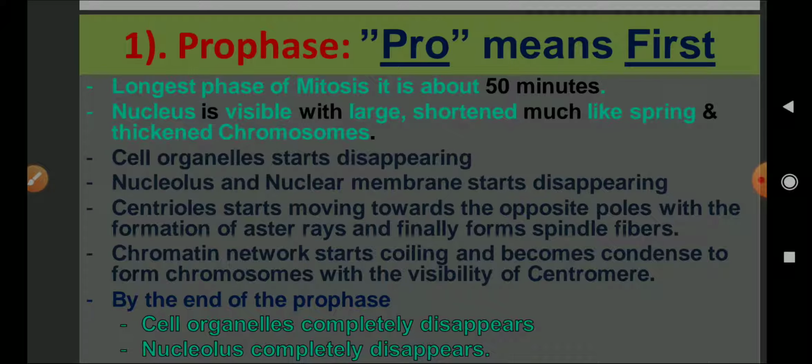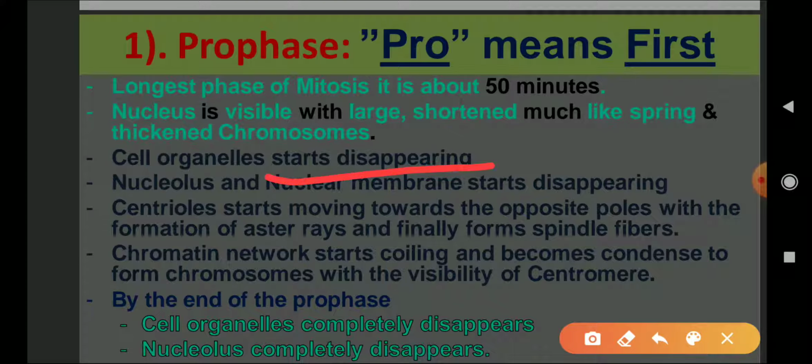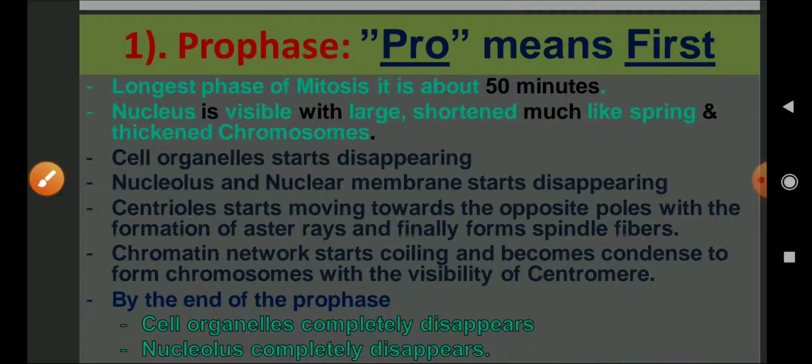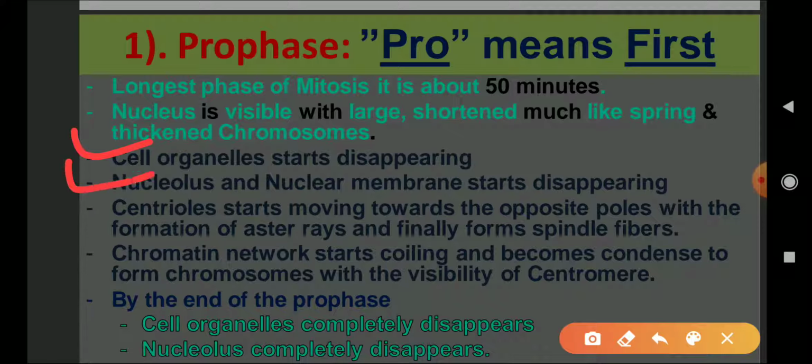We are talking about karyokinesis. That means we don't require any cell organelles, so the cell organelles need to be removed. They dissolve in the cytoplasm. First, the cell organelles start disappearing. Second, the nucleus and nuclear membrane start disappearing. Then the centriole starts moving towards the opposite pole with the formation of aster rays, and finally forms spindle fibers. The chromatin network starts coiling and becomes condensed to form chromosomes with the visibility of the centromere.